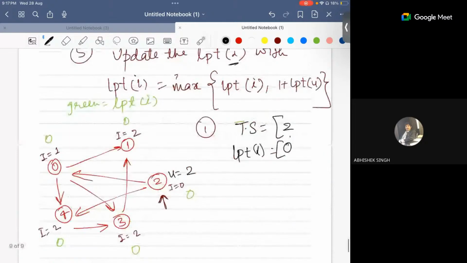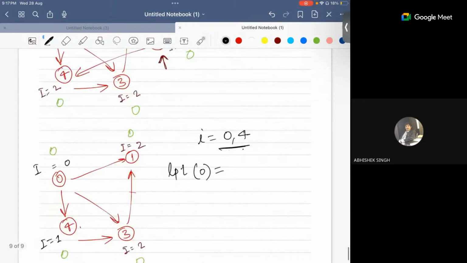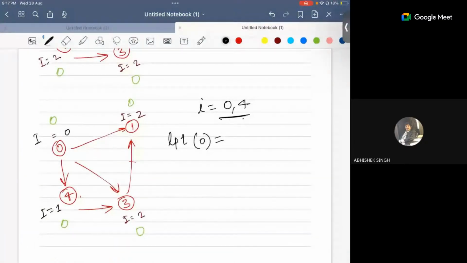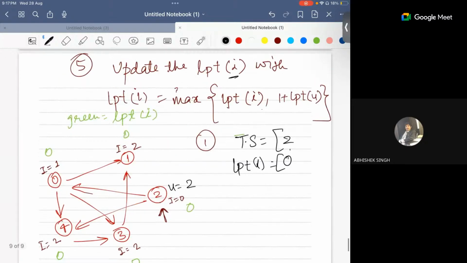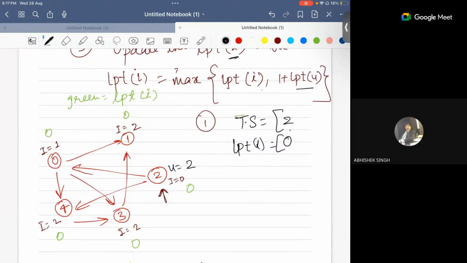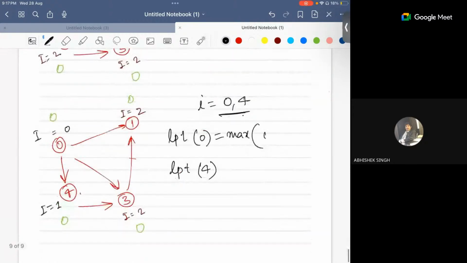Okay. So now the fourth and fifth step is you have to update the value of LPT to 0 and LPT to 4. That is the maximum of two things. What were those two things? The maximum of LPT of I, or LPT of I plus LPT of U. So LPT of U is what? 0. Correct? 0, 1, that is equal to 1.